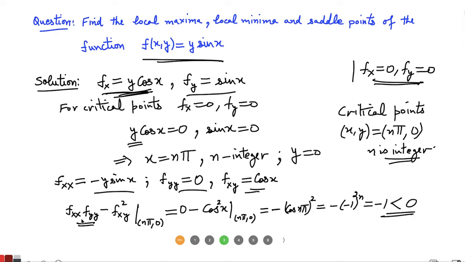If this quantity is negative at a point, that means the concavity is not the same in all directions. In some directions the function is concave up, in other directions it is concave down at the given point n pi, 0. So these points are saddle points of the function. The points n pi comma 0 are saddle points.